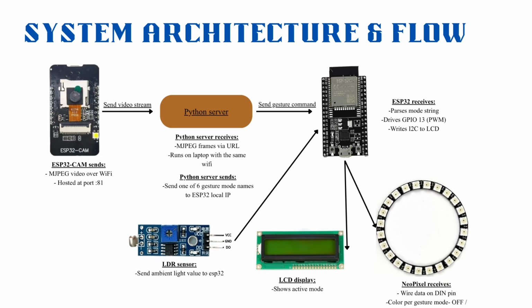Now on to the Python server. The Python server has three main functions. The first function is that it reads the frames from the ESP cam using OpenCV and handles all the HTTP decoding automatically. The second function is that each frame is passed through MediaPipe, a pre-trained AI model from Google. MediaPipe detects the hand and returns 21 landmarks of our hand joints.